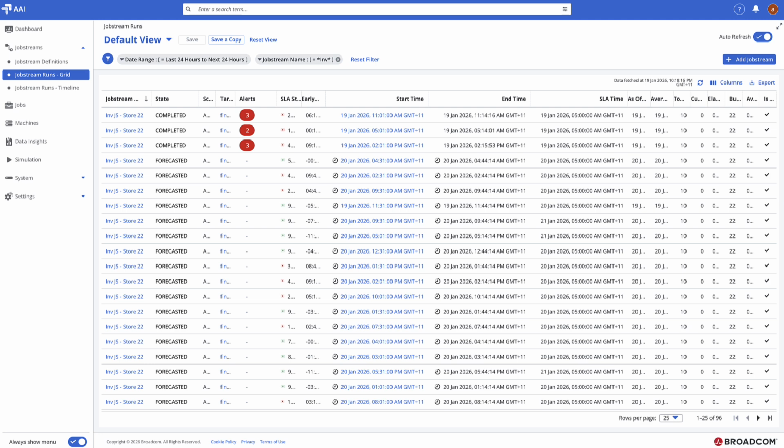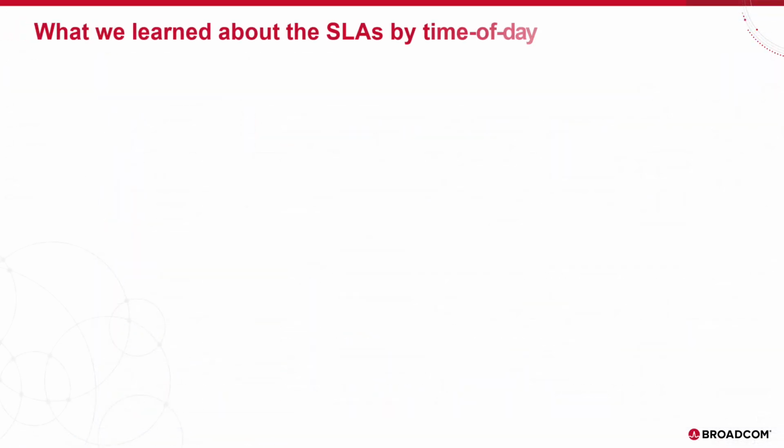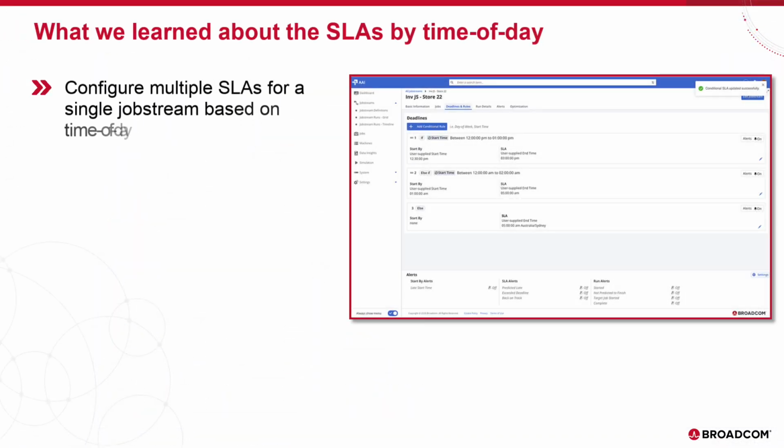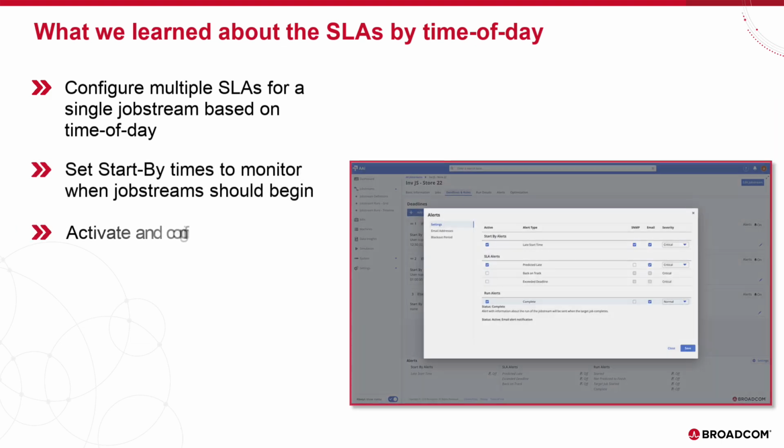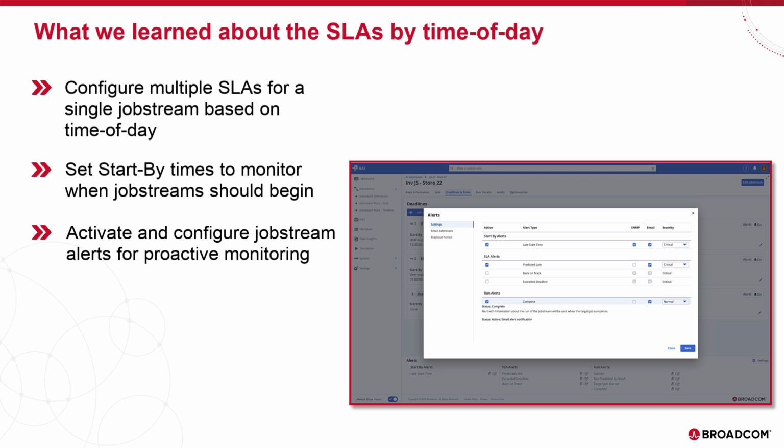Before we wrap up, let's take a quick recap of what we learned from this video. In this video, we learned how SLAs by time of day help you apply multiple deadlines to a single job stream based on when the run begins during the day. We also learned how to set a start-by time to track when a job stream should begin, and how to enable alerts to proactively monitor SLA risks.